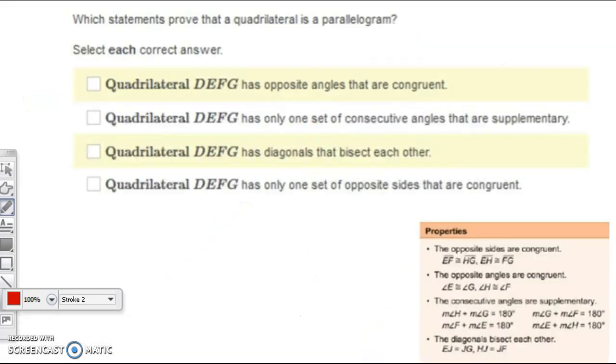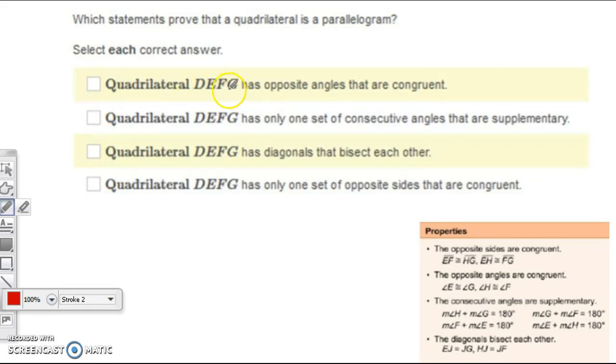All right, the next one says, which statement proves that quadrilateral is a parallelogram? So we just have to go back to our information that we know. We know the opposite sides are parallel and the opposite sides are congruent. We know opposite angles are congruent. We know consecutive angles are supplementary. And we know the diagonals bisect each other. So we're just going to mark every one that's true.